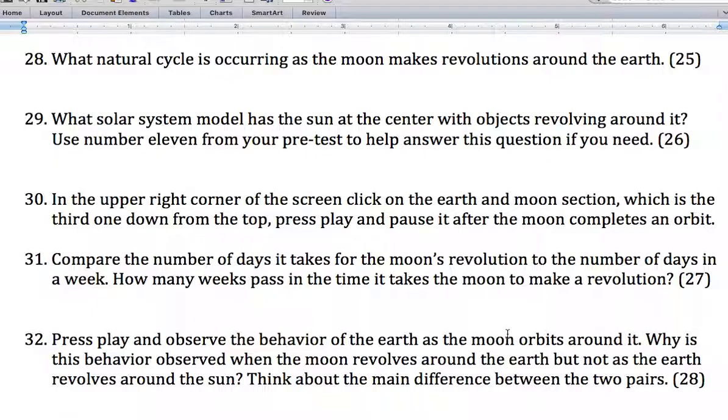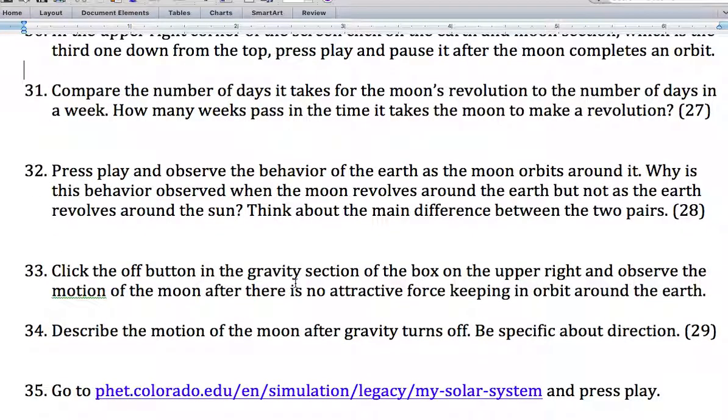Why is this behavior observed when the Moon revolves around the Earth, but not as the Earth revolves around the Sun? Well, the main difference is the Moon and the Earth are much closer in mass than the Sun and the Earth. So that's the reason why there's visible gravitational, I guess you could say, jiggling.